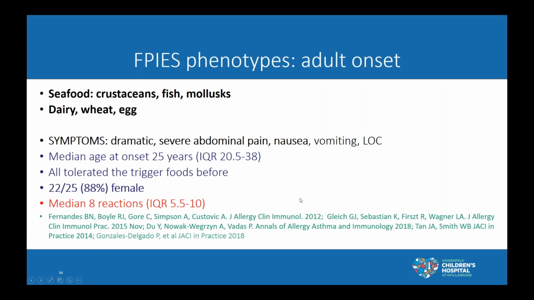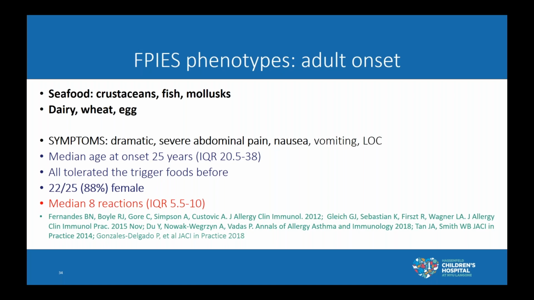And what is very interesting about adult onset FPIES is that the most constant symptom is dramatic, severe abdominal pain starting within the same 1 to 4 hours, and is accompanied by nausea. Not every patient develops vomiting, but there could be even loss of consciousness for some of those patients. It usually starts in young adults, but the onset has been described in older adults as well. Without exception, all of those patients have tolerated those FPIES foods before, so they used to eat that, and we don't know what breaches the tolerance that they have established before.